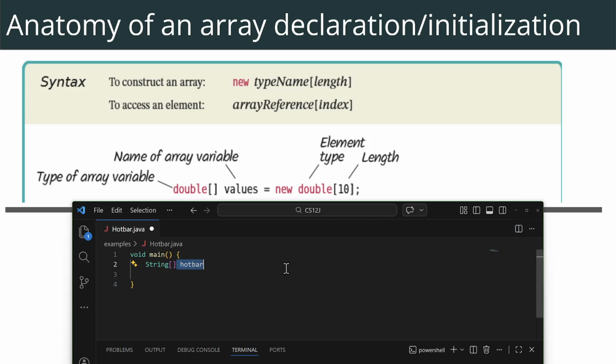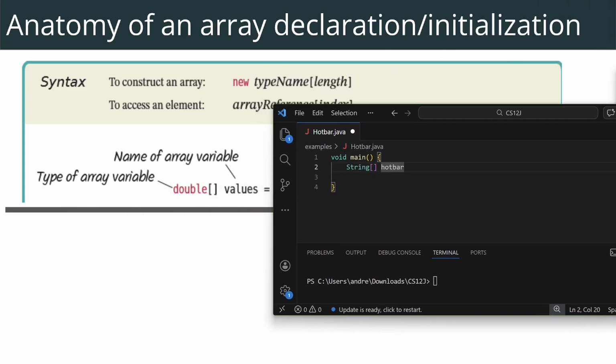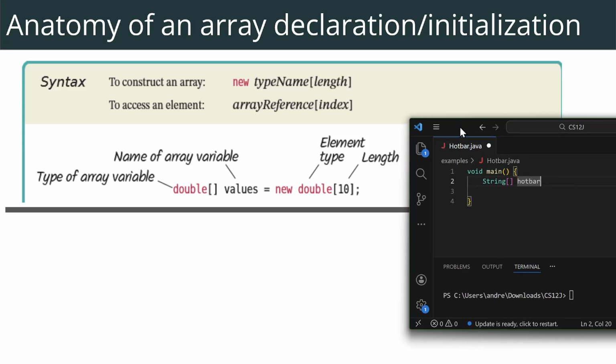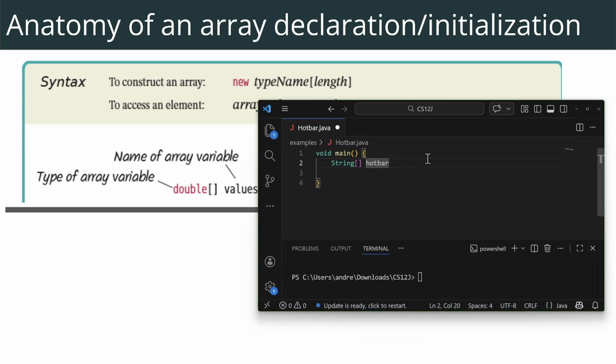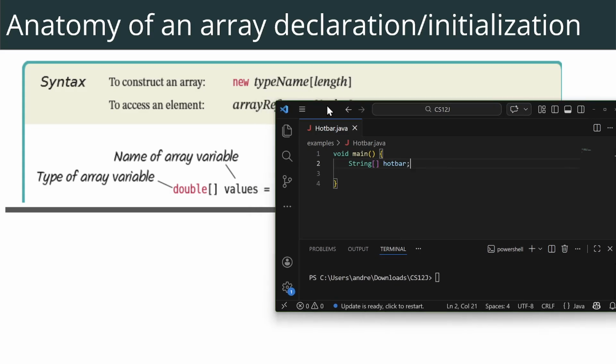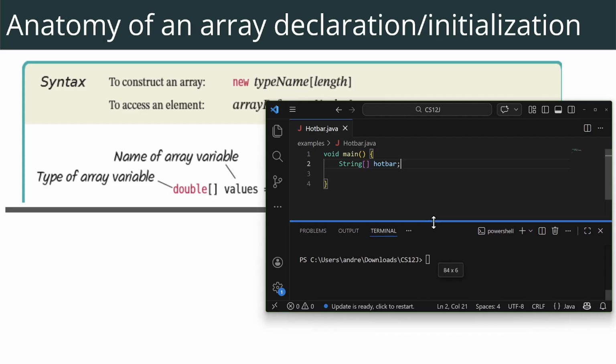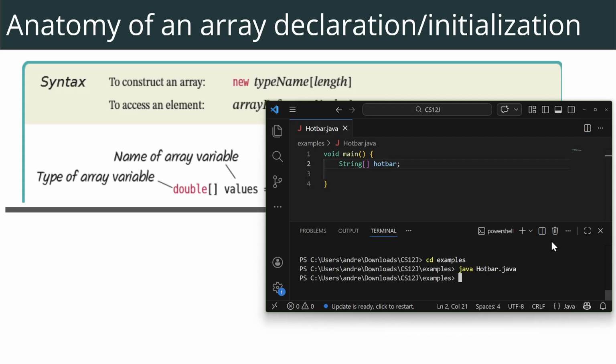Just to slow down a bit, this is the bare minimal syntax we need to create an array. You could put a semicolon here, and it should compile and run, but it's not going to do anything. Let me test it. I'm going to cd into examples, and then java hotbar. Okay, cool. It compiles and it runs. It doesn't do anything though. So let me explain what this is doing.